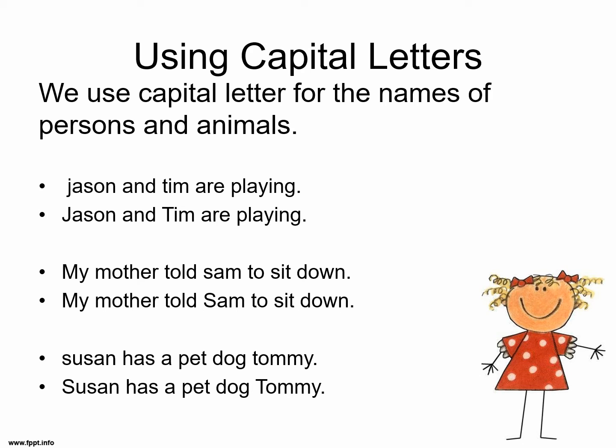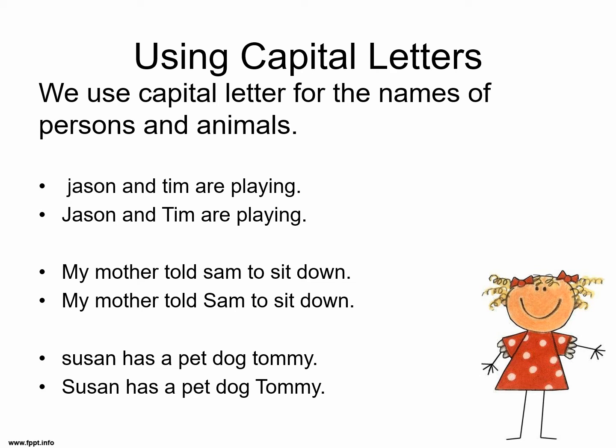Susan has a pet dog, Tommy. Look at the sentence. There's a capital S in the sentence for Susan, who is a person, but there's also a capital T in the sentence for Tommy. Why? Because Tommy is Susan's pet dog.